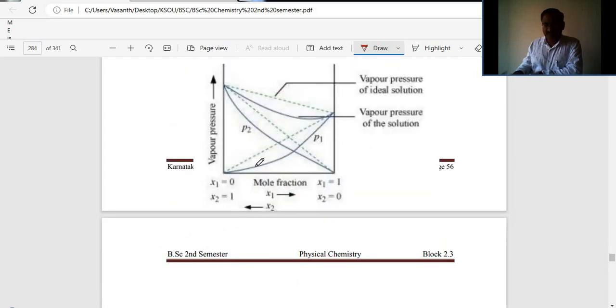Let's take an example. Here this is the ideal solution. These curves are representations of the non-ideal solution, and that's why the vapor pressure decreases.